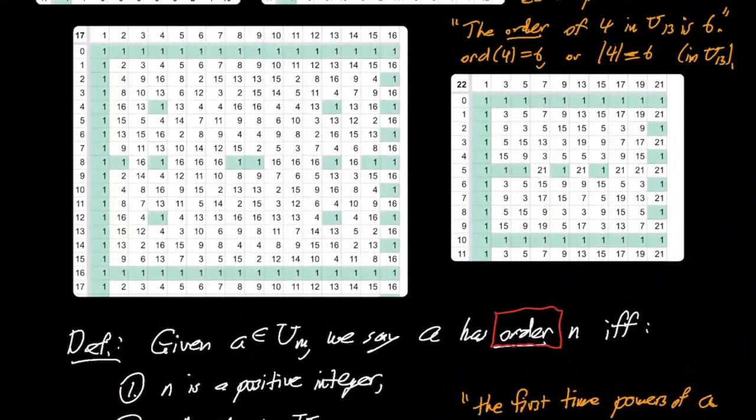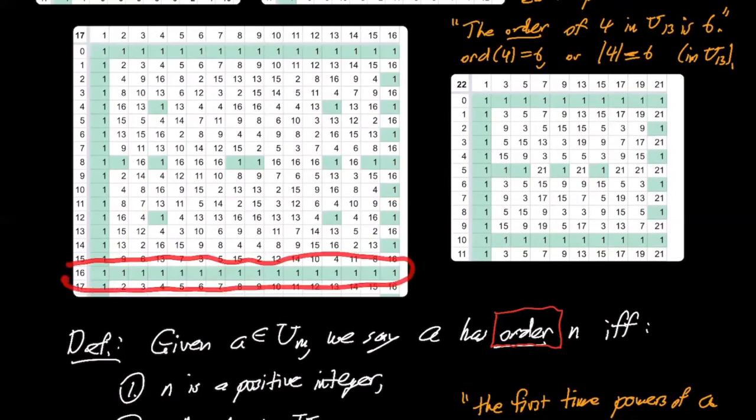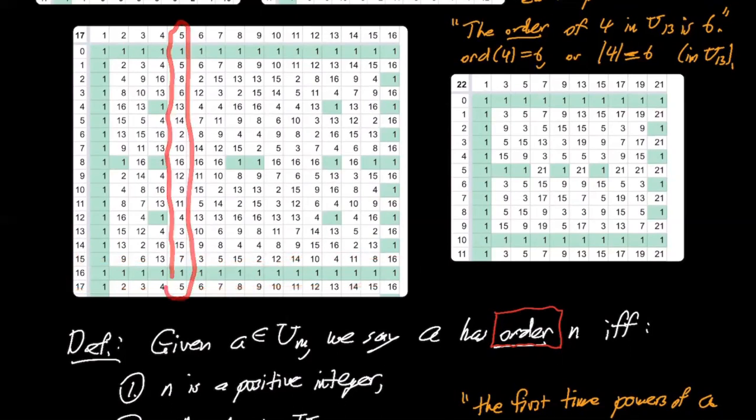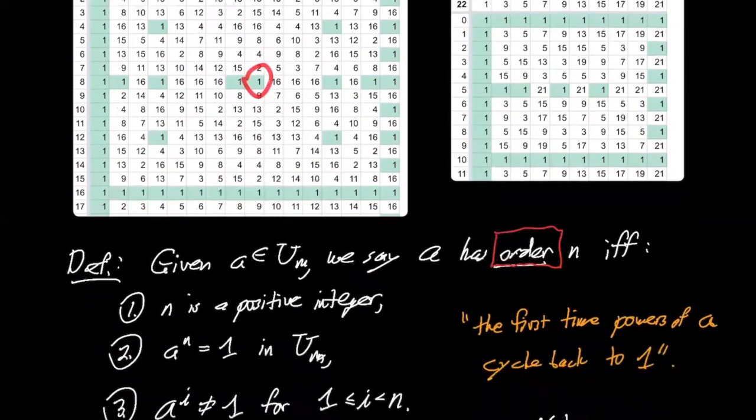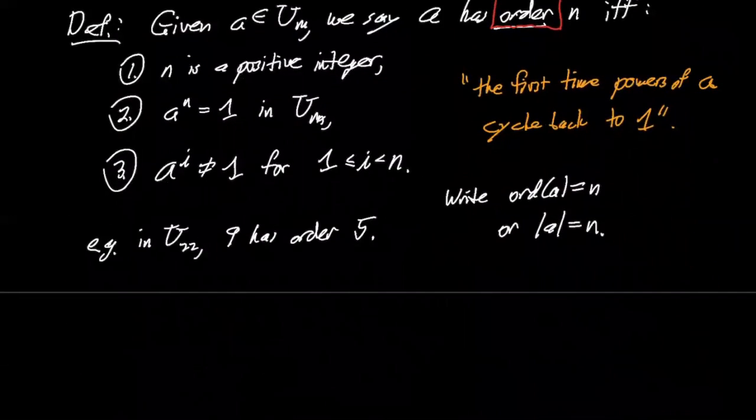The pattern to notice is that sometimes the order is as big as it can possibly be, right? Like in U17, we always know we return to 1 at the 16th power. That's Fermat's theorem. But sometimes, like for 5, that's the first time it happens. For 6, that's the first time it happens. For 9, it's not the first time it happens, right? It returns to 1 at the 8th power. So when we have something like that, it doesn't get back until the last possible moment.